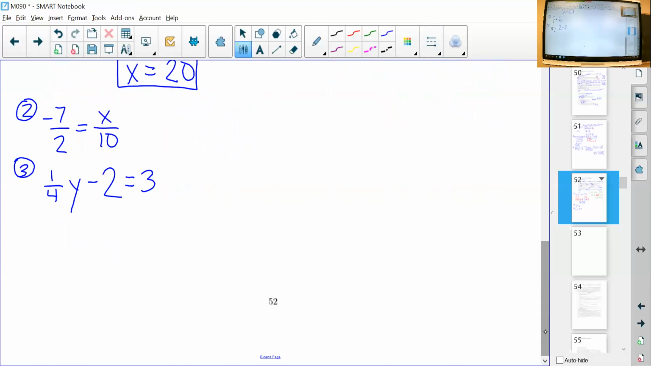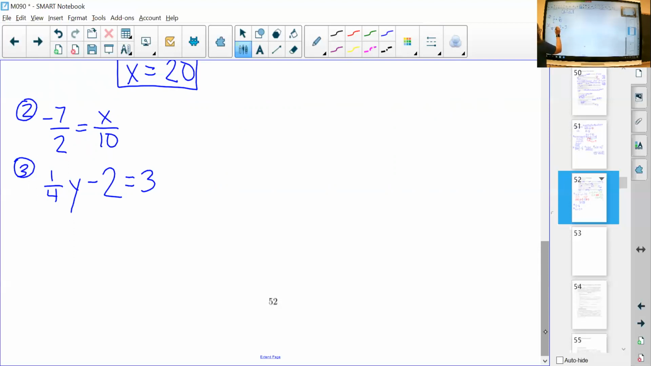Okay. 1/4 y minus 2 equals 3. We basically want to do the opposite of order of operations. So we're going to start with adding and subtracting. There's nothing to simplify, so we start with adding and subtracting. I want to get rid of this minus 2 because that's added or subtracted to my variable. I'll worry about the multiplication later.